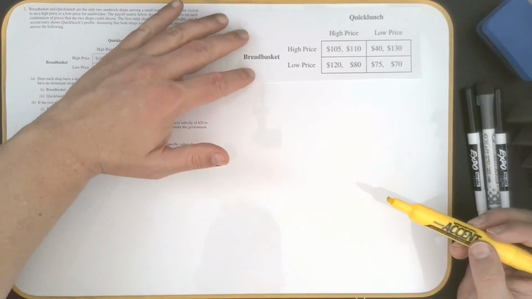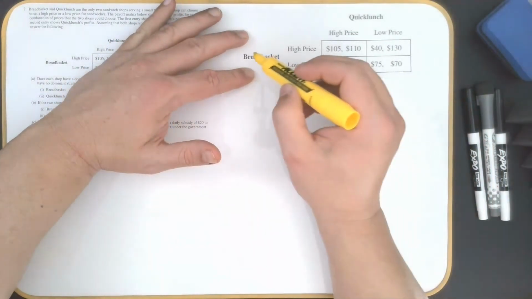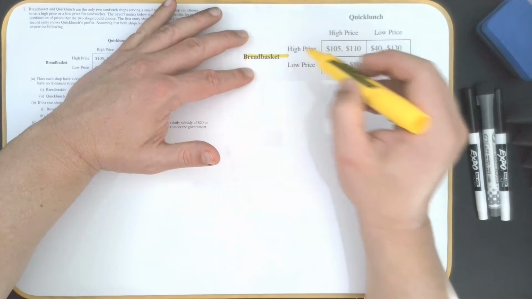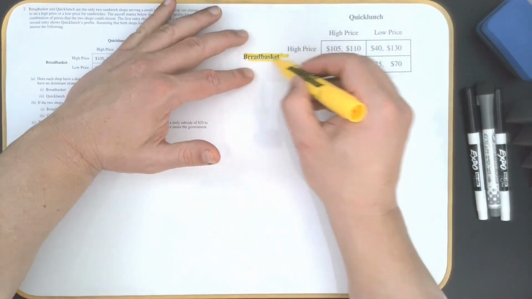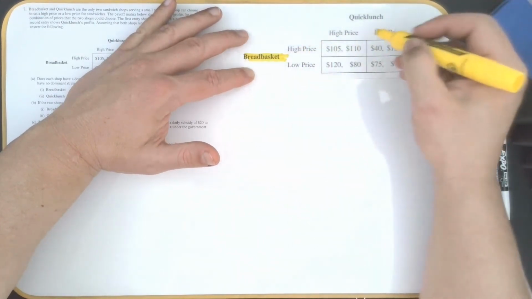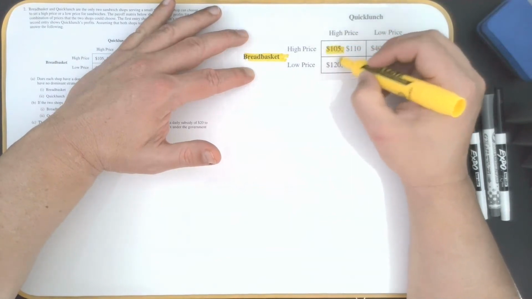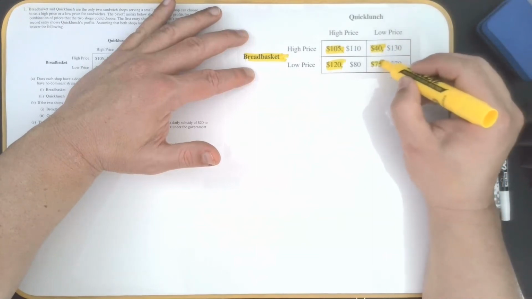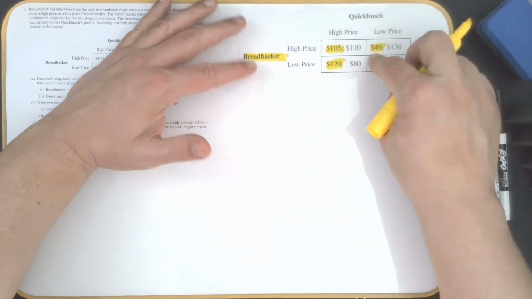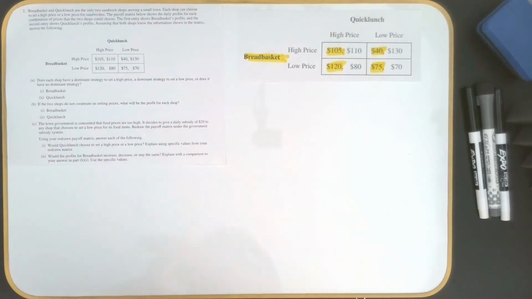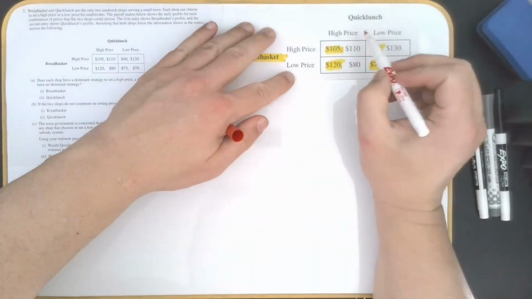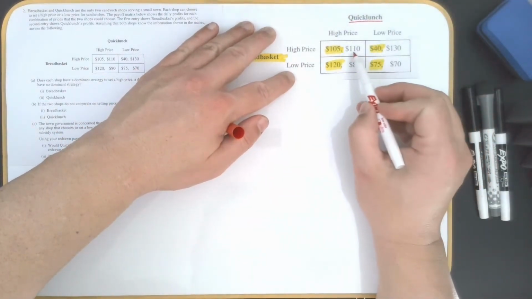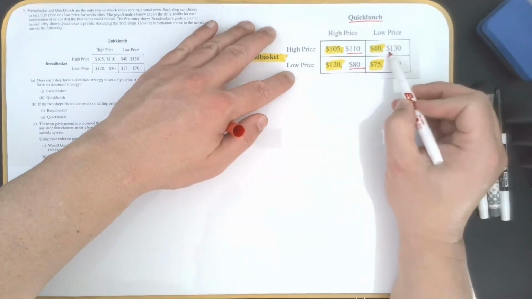Just to make it easier to read, I'm going to highlight breadbasket with my highlighter here. I'll say breadbasket are the numbers that are yellow. It just makes it a little quicker and keeps you from getting confused. And Quick Lunch, we'll go ahead and underline those in red, and that'll make it a little easier. And so these guys are these prices.